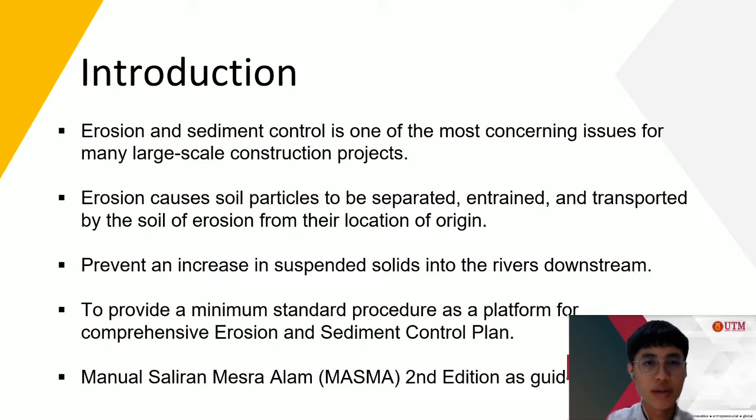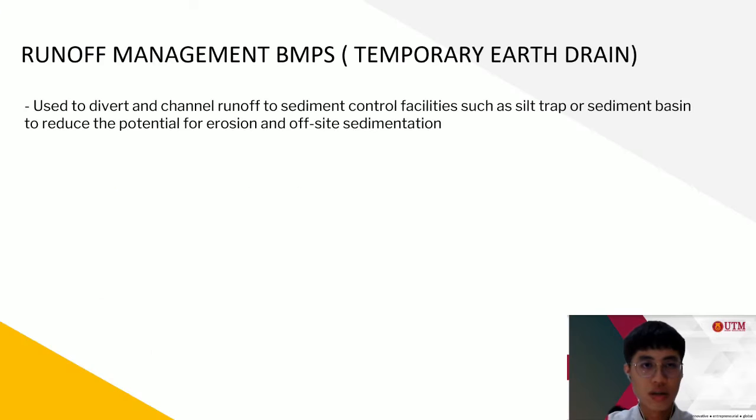Manual Saliran Mesra Alam MASMA second edition is used as the guideline to provide the minimum standard of procedure as a platform for a comprehensive erosion and sediment control plan. A temporary earth drain is used to divert and channel runoff to a sediment control facility such as a silt trap or sediment basin to reduce the potential for erosion and off-site sedimentation. In this project, a temporary earth drain will be provided within the boundary of the project site.